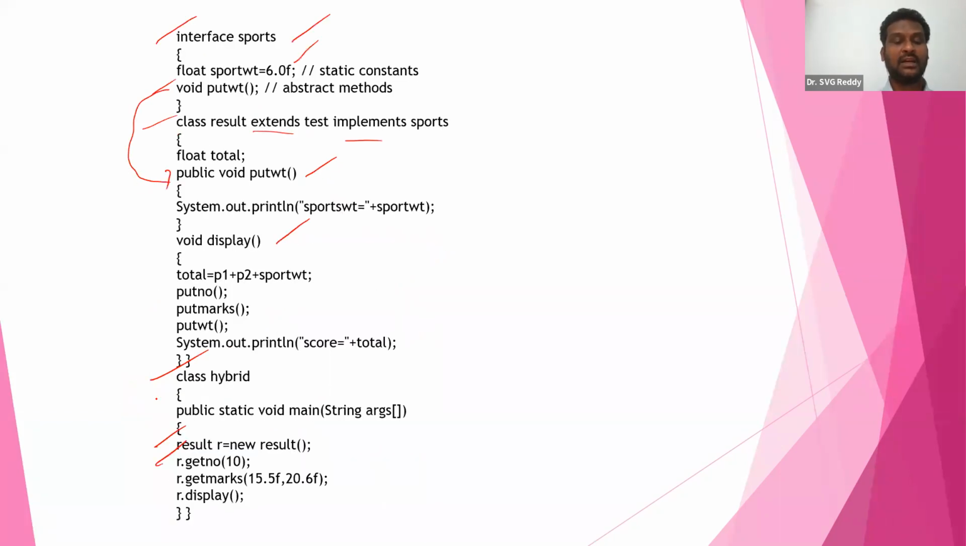Now display. It will go to display now, where total is equal to P1 plus P2 plus sport weight. P1, P2 are 15.5 and 20.6, and then plus 6, since sport weight is 6. So it will become 42.1. Okay, total is 42.1. Now the putNumber method is called automatically.